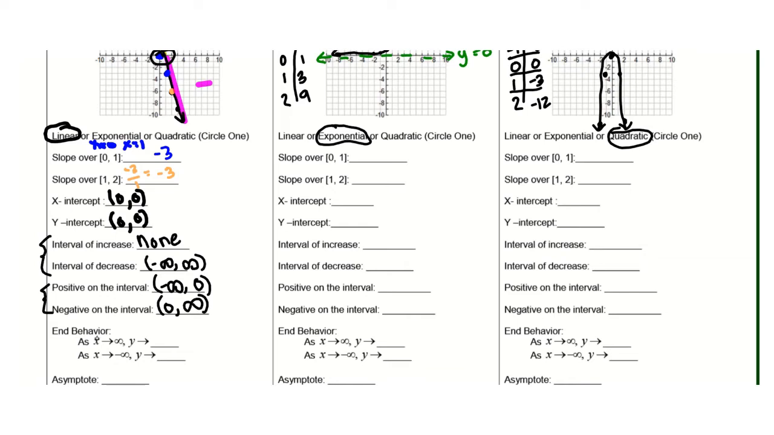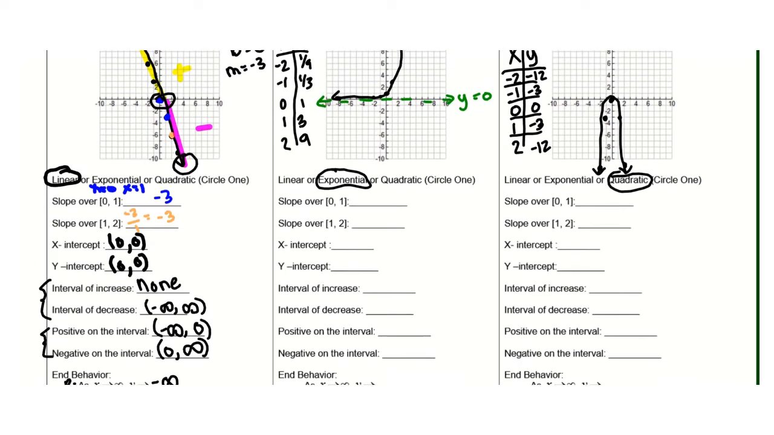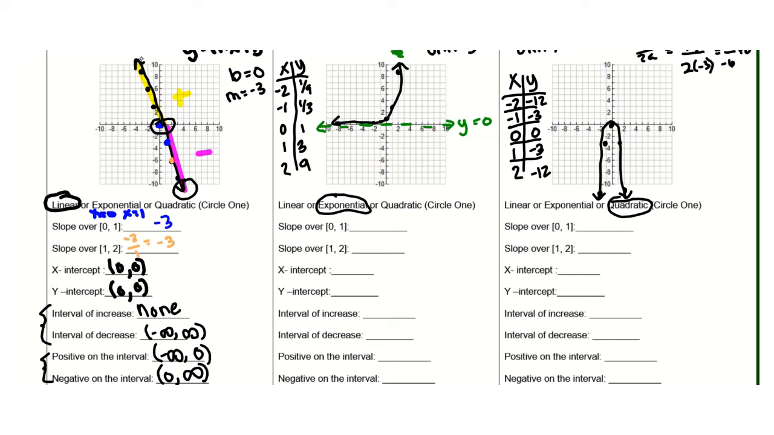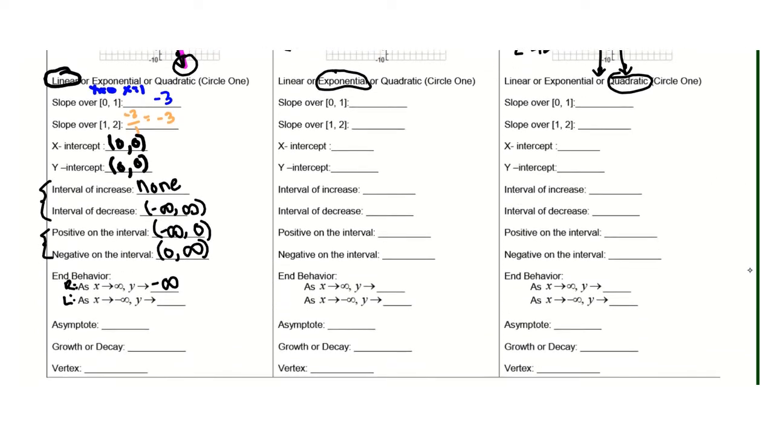End behavior. As x approaches positive infinity, this is telling you to look at the right side of your graph. The right side of my graph is going down forever. Y values are going to negative infinity. As x approaches negative infinity, this is telling you to look at the left side of your graph. The left side of your graph is going up forever. Your y values are going to positive infinity.